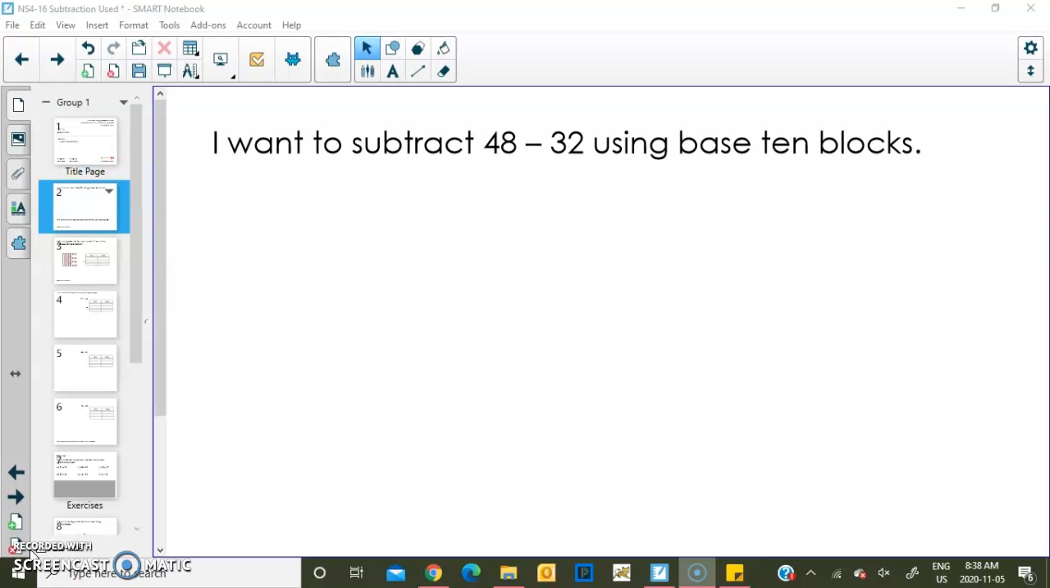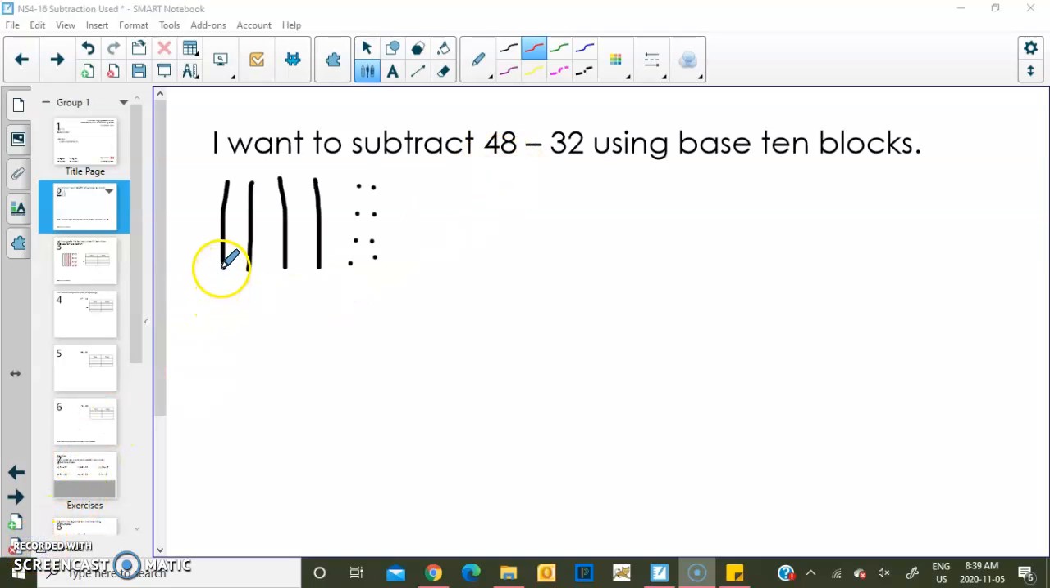Okay, so I want you to pause the screen and I want you to draw base 10 blocks for the number 48. Okay, so pause that screen. All right, so we have 4 tens to make 40, and we have 8 ones to make 48. Now I want to take away 32. So how many tens blocks should I remove? Good, 3. So I want to remove 3 tens blocks. How many ones blocks should I remove? Good, 2.